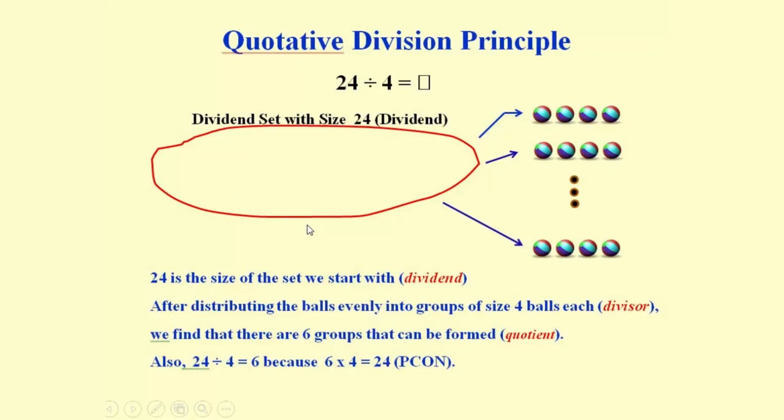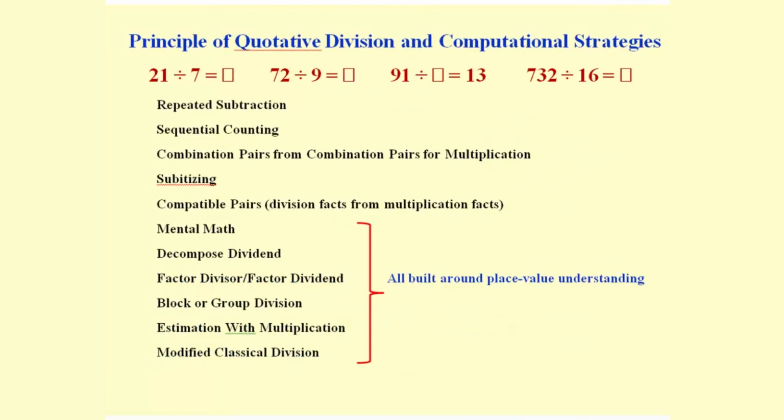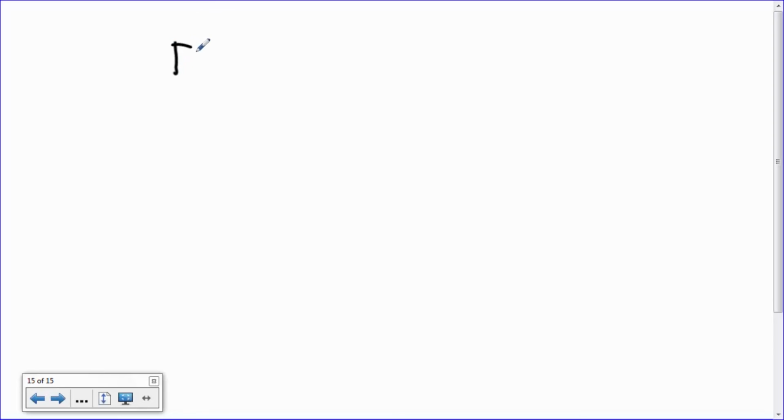So once again, the list of computational strategies for partitive division is the same as the list for quotative division, or I should say the list of computational strategies for quotative division is exactly the same as those computational strategies for partitive division. And the reason is you have a dividend set, and in partitive division, you know the number of groups.